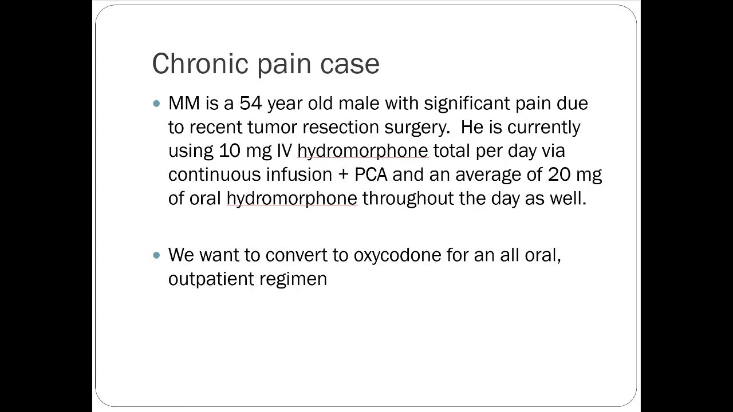First, let's run through a chronic pain case to highlight some applications to pain management and also to go through a calculation question. So this person is a 54-year-old male, with significant pain during recent tumor resection surgery. He is currently using 10 milligrams of IV hydromorphone total per day via continuous infusion plus PCA, or patient-controlled analgesia, and an average of 20 milligrams of oral hydromorphone throughout the day as well. You're looking to get towards discharging him, and you'd want something long-acting orally, so converting to oral oxycodone is the goal here.